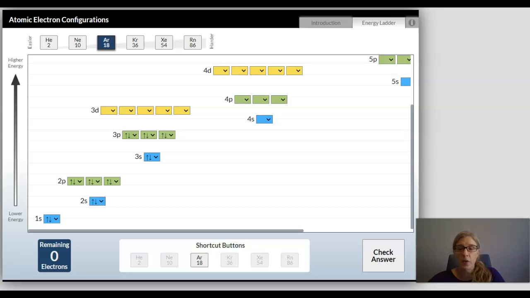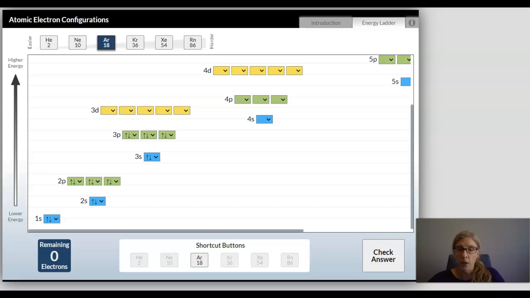So for your asynchronous practice, you are going to use this simulation that is going to allow you to fill in the energy levels, sublevels, and orbitals to construct the electron configuration for different atoms.